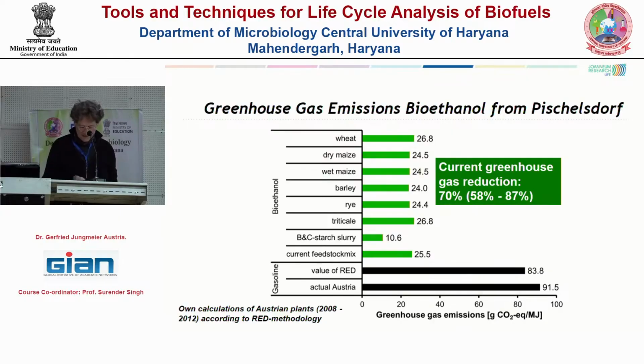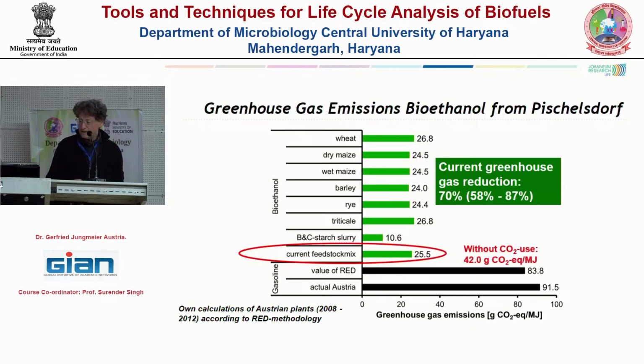And the current feedstock, as I've mentioned, is very close to using corn and wheat, at least the average value is 25 gram CO2 per megajoule. And you also see this value is because we use the CO2 from the fermentation and can sell it. So this is also part of this regulation. If we don't do so, the value nearly doubles.